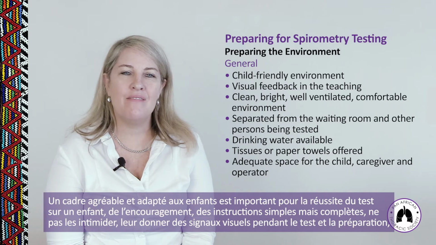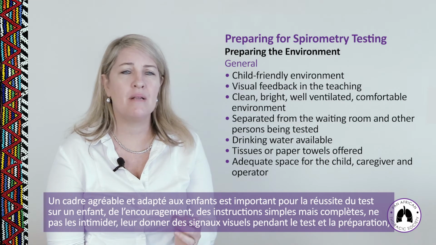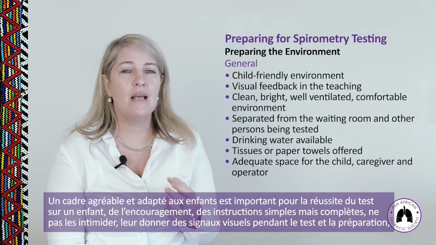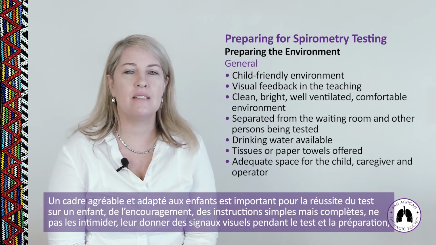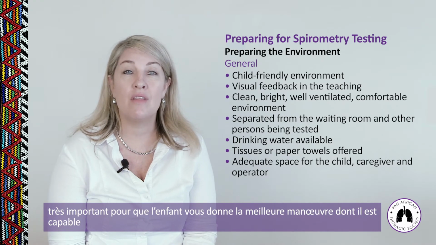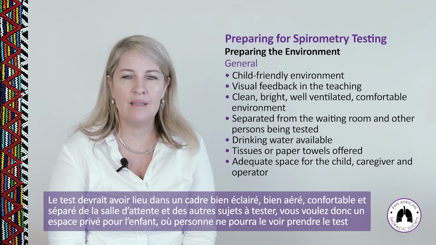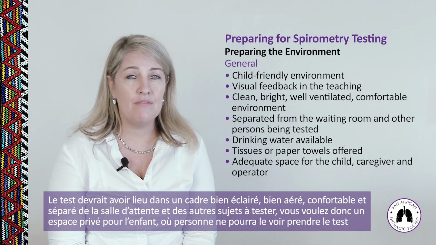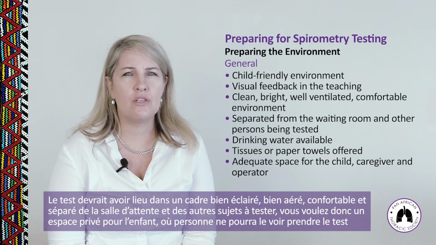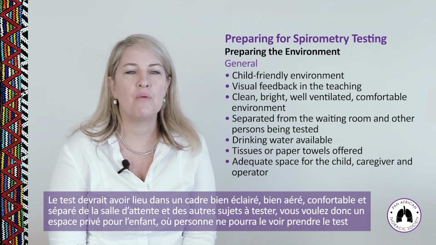A child-friendly environment is important for successful testing in kids. Encouragement, detailed but simple instructions, lack of intimidation, visual feedback while they're doing the test itself and in the teaching process is very important in helping the child to give you their very best maneuver. So testing should take place in a clean, bright, well-lit, well-ventilated and comfortable environment that is separated from the waiting room and other patients to be tested. So in other words, you want the child to be private. You don't want other people to be watching them.